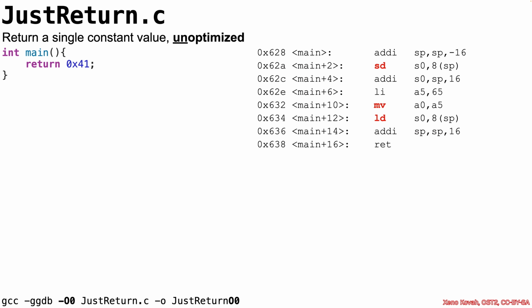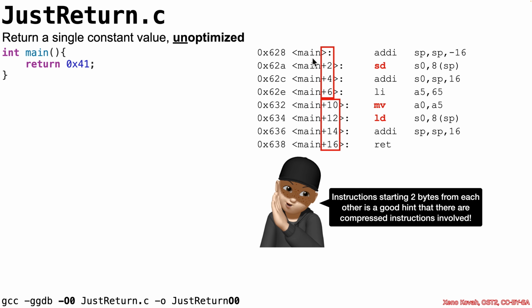Now at this point, I will just make an observation that if we look at the addresses of our assembly, we can see that from the addi to the SD is 2 bytes. So this is address 628, this is address 62A, and that is 2 bytes between them. So there's a lot of these addresses that are only offset by 2 bytes, and having one assembly instruction start 2 bytes after the next assembly instruction is a pretty good hint that there's probably compressed assembly instructions being used behind the scenes.